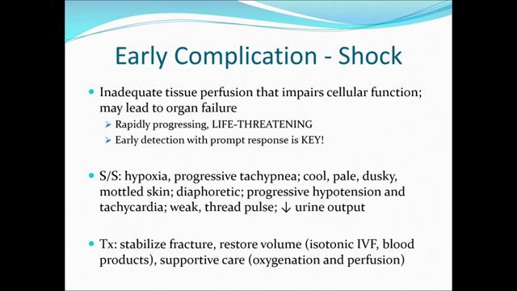Okay? If this is happening before they've gone to surgery, maybe it's because the fracture itself might have nicked an artery, nicked a vein, something's going on there. The treatment's going to involve stabilizing the fracture. If it's happening afterwards, we need to figure out what's causing it. Do they have an internal bleed? What's going on? But the focus is going to be about restoring volume. We're going to use isotonic IV fluids. We're going to use blood products. And it's going to focus on supportive care, promoting oxygenation and promoting perfusion. Okay? And you must deal with the underlying cause.